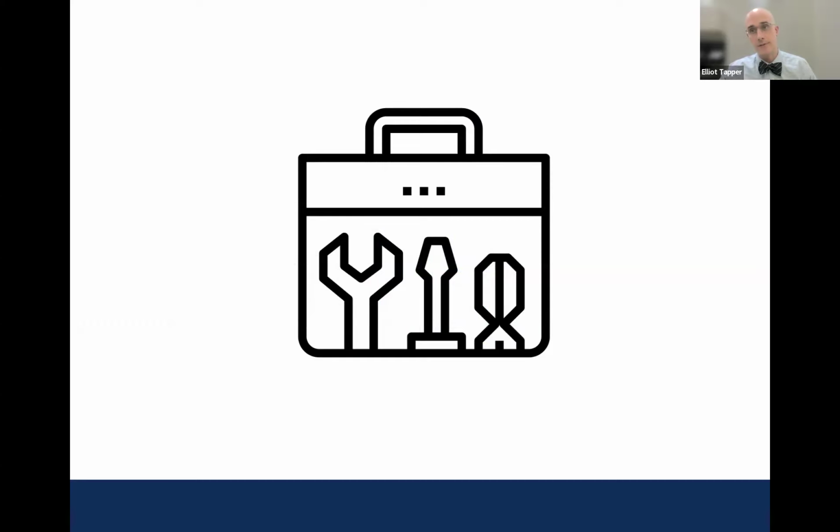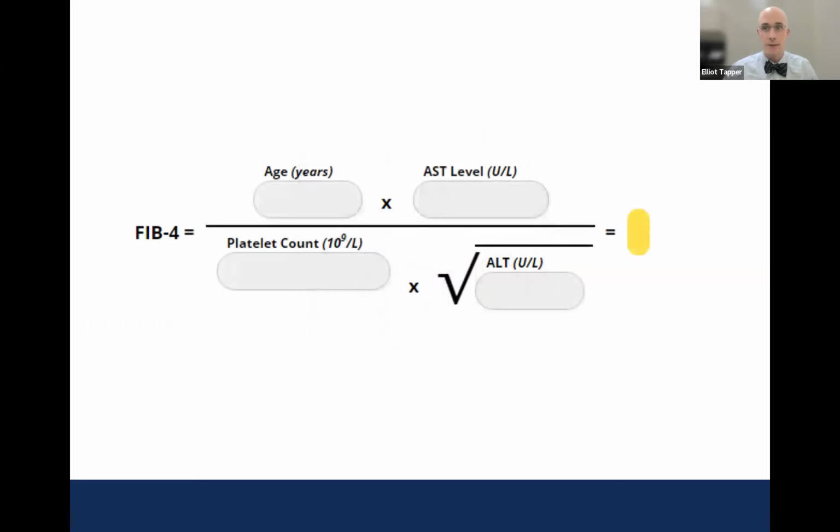And we have to build up our toolbox if we're going to efficiently identify who amongst our patients is at risk for liver-related events. The first tool, the one that I recommend today, the one that the Liver Society recommends, the GI Society recommends, and the AACE, College of Endocrinology, recommends, is the Fibrosis-4.